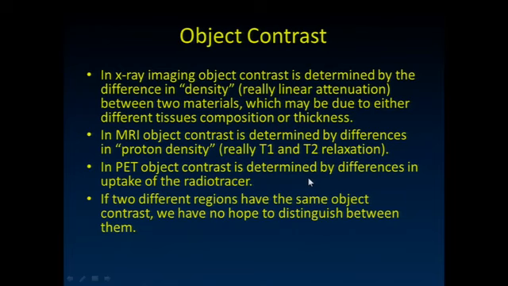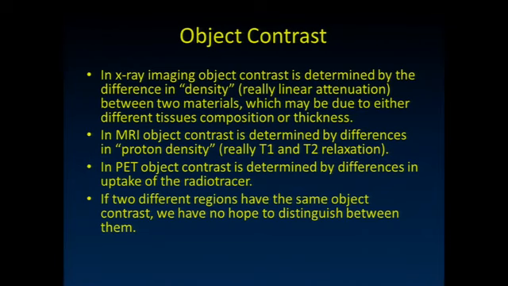Well, object contrast really has to do with a property of the thing that we're imaging. Is there enough difference in linear attenuation in the object itself in two regions? If there isn't, we have no hope to make an image of it that looks different. If there's no difference in linear attenuation in two regions, we're not going to be able to have that show up on an X-ray or in CT.